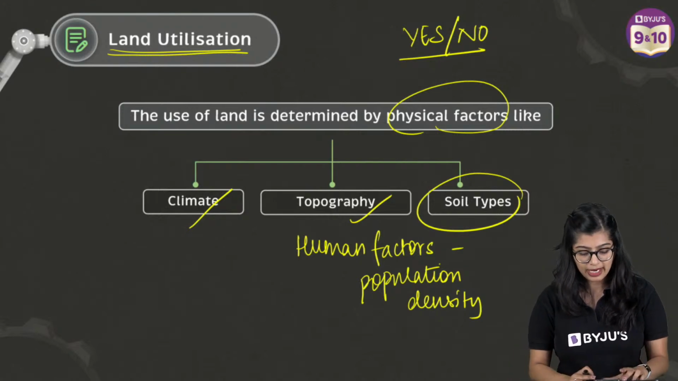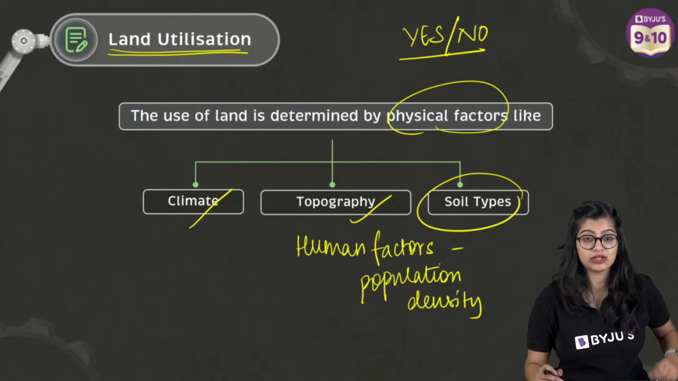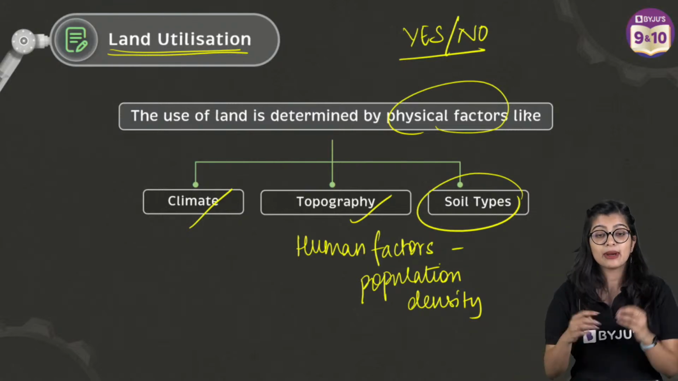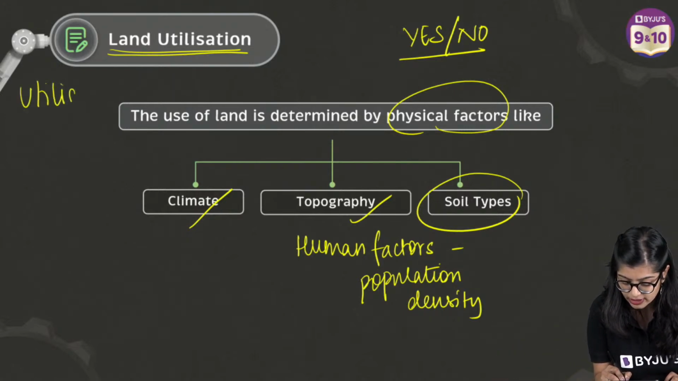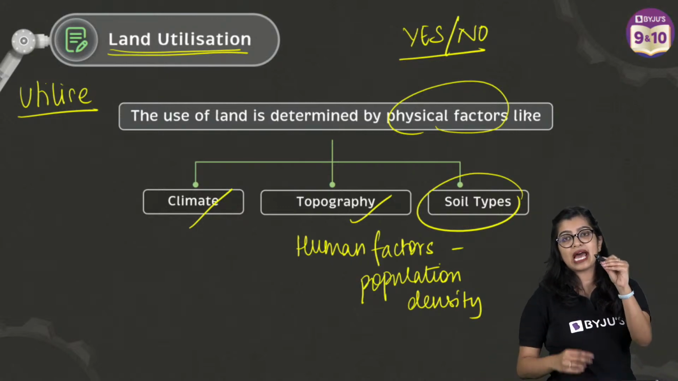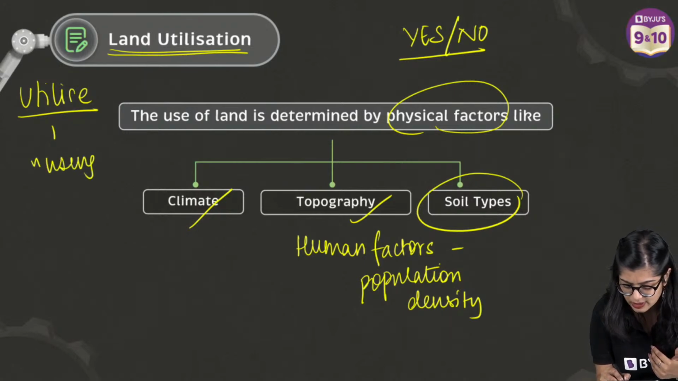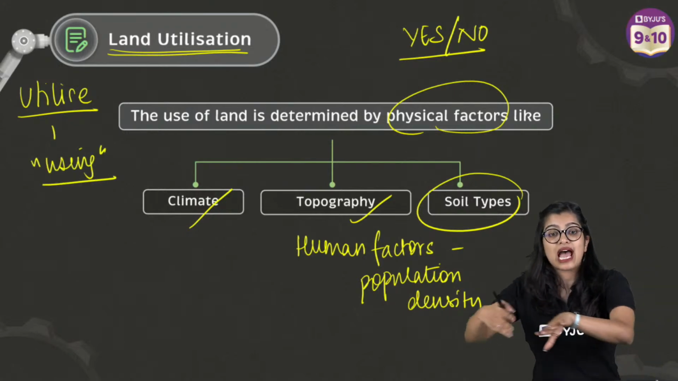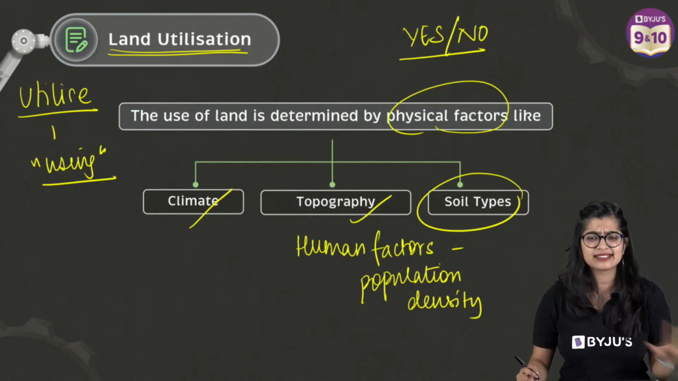So that is what we mean by this. Now, a very important question which Vaishnav has asked me is, ma'am, what do we mean by utilization? When we say to utilize something, let me tell you, I am utilizing this pen. It means that I am simply using this pen. So when I say land utilization, it means using of land. It's as simple as that.